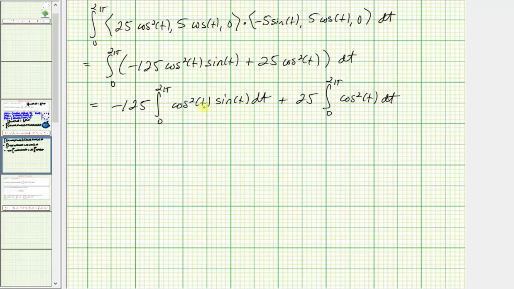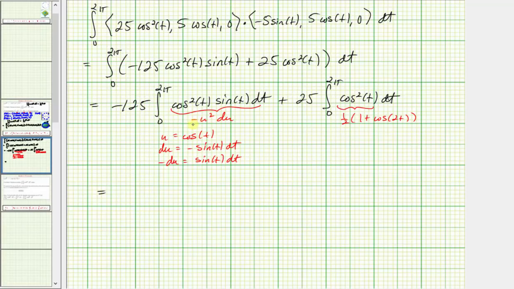So here we'll have to use u substitution to integrate, and here we'll have to use a trig identity, or a power reducing formula, to integrate cosine squared t. So for this integral, let's let u be equal to cosine t, and therefore differential u is equal to negative sine t dt, which means negative du is equal to sine t dt. Which means in terms of u, all of this would be negative u squared du. And for this integral, we'll use the identity cosine squared t equals 1/2 times the quantity 1 plus cosine 2t. So we can think of this as 1/2 times the quantity 1 plus cosine 2t.